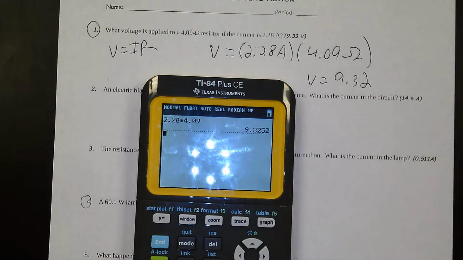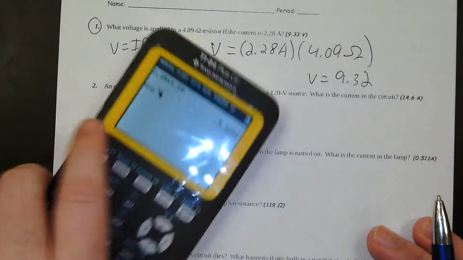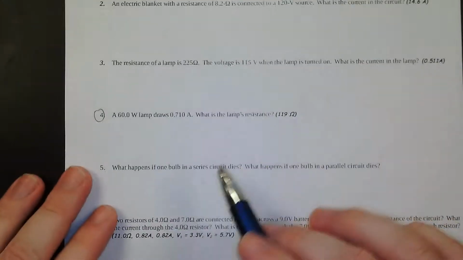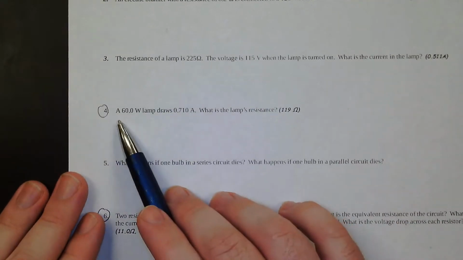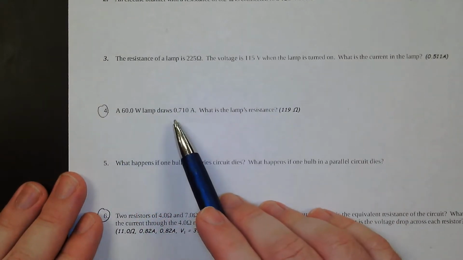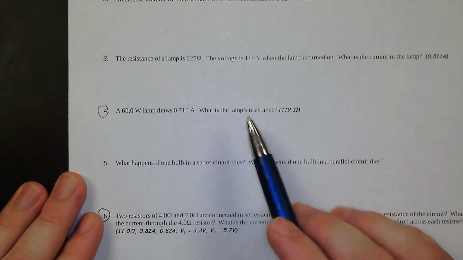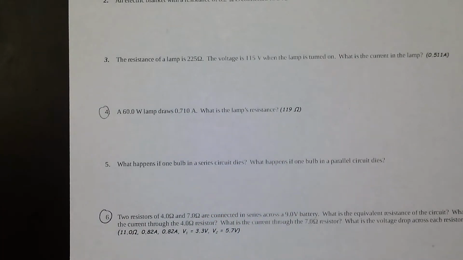Alright, that's Ohm's law. That's all there really is to it. You just have to keep in mind to keep things straight. Okay? Alright, here's another example. We have a 6 watt lamp drawing 0.710 amps. What is the lamp's resistance?